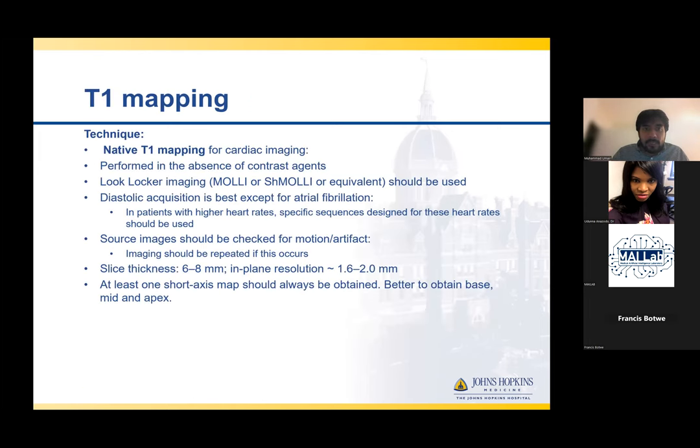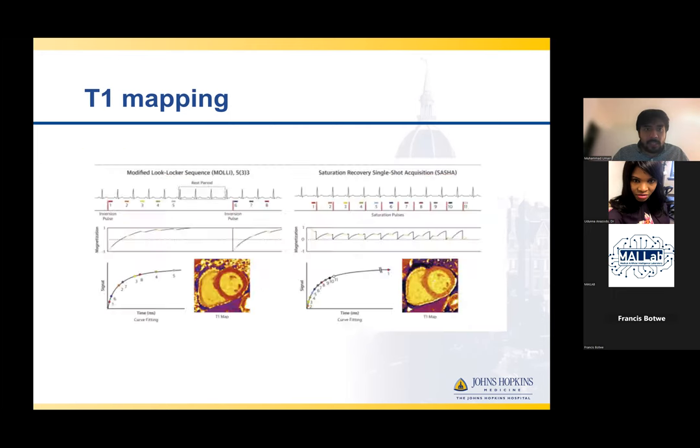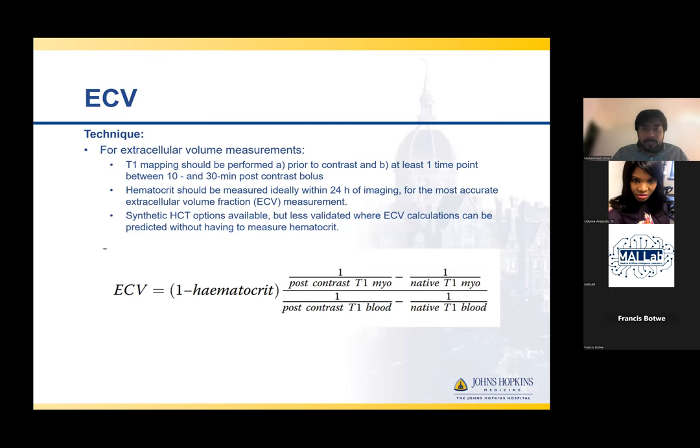I'm trying to think if we, so we talked about the T1, yes. ECV we have talked about, here is the equation. Essentially, you need native T1 of the myocardium, native T1 of the blood pool, the post-contrast T1 values of the myocardium, and post-contrast T1 values of the blood. Besides that, you need the hematocrit of the patient within 24 hours. These are the things that you need to calculate ECV.